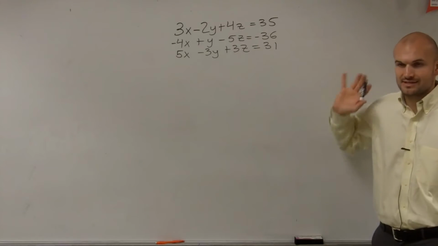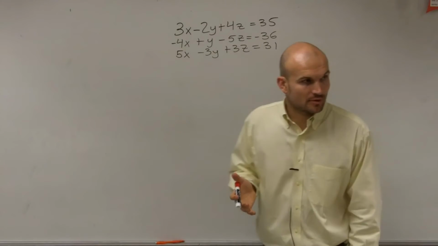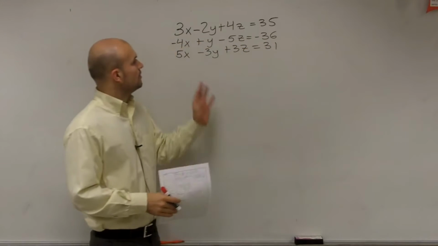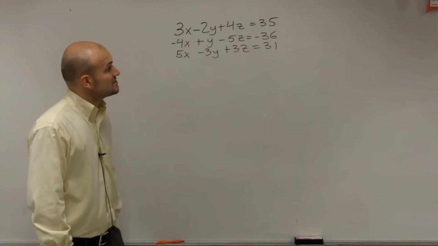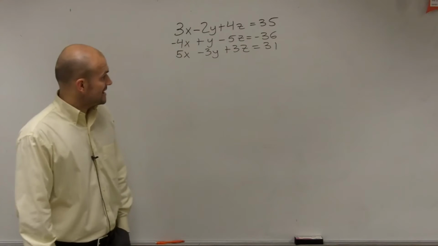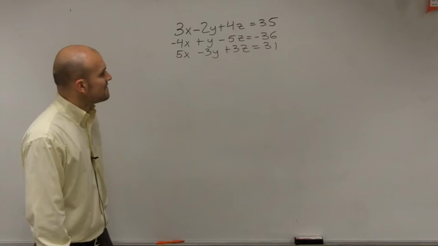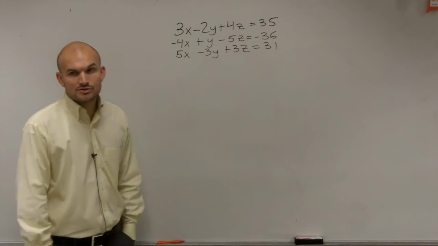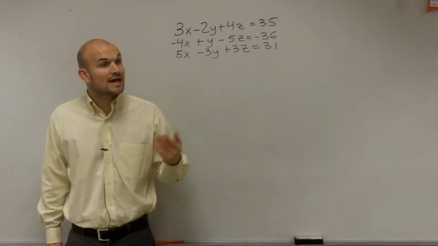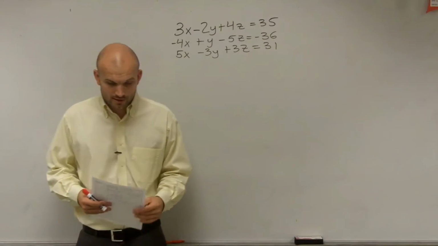So what we have here, ladies, is a 3-variable system. So what we have is 3x minus 2y plus 4z equals 35. Negative 4x plus y minus 5z equals negative 36. And then 5x minus 3y plus 3z equals 31. Notice we have 3 variables and 3 equations. Very important part, all right?